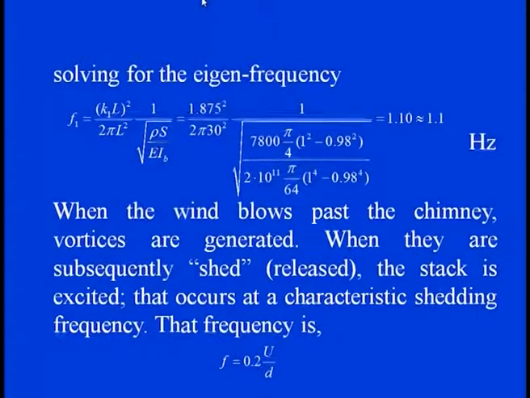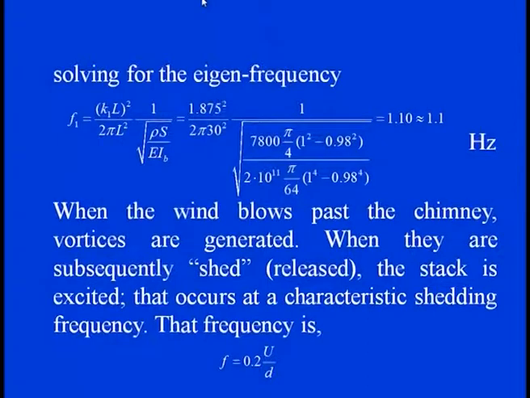The S is equal to the total area, we can say pi by 4 into 1 square minus 0.98 square, that is what the effective area is, divided by the EI. Young's modulus is already given as 2 into 10 to the power 11, and I is the moment of inertia, so it is pi by 64 into 1 to the power 4 minus 0.98 to the power 4, because it is like the cylindrical chimney which has inner and outer diameter, and 1 was the outer diameter. When we are formulating this, it is nearly equal to 1.108, so it is 1.1 hertz.